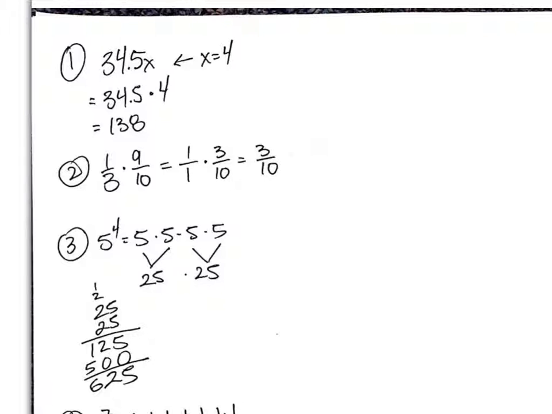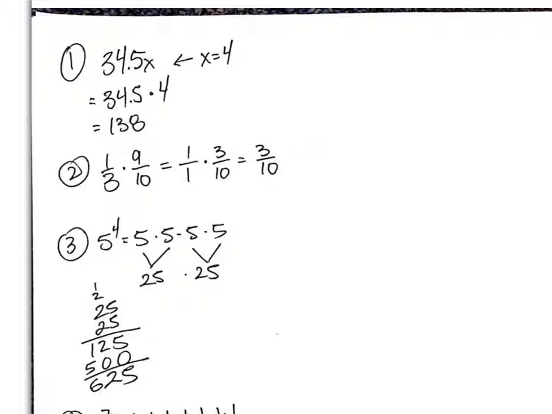This time we have a fraction. So fraction times a fraction, it looks like I have cross-cancelled. This is divisible by 3, this is divisible by 3, simplifying it, and then I'm going to multiply the numerators and the denominators to end up with 3/10. Question 3, evaluate the power.